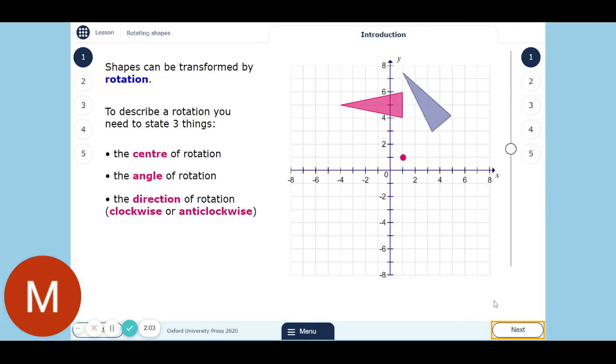The other thing is the direction, so clockwise or anti-clockwise. That is 90 degrees clockwise. It's easy enough to remember clockwise if you just think about which way a clock goes. The numbers count around in this direction, so that is clockwise. If it went the other way, it would be anti-clockwise.